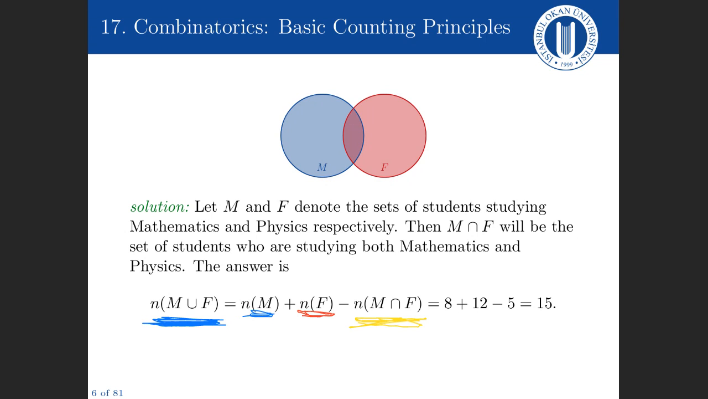We put the numbers in. 8 who are studying maths, 12 are studying physics, 5 who are studying both maths and physics. We don't want to count these twice, so 8 plus 12 minus 5 gives us the answer 15.